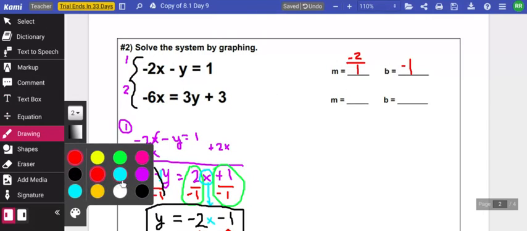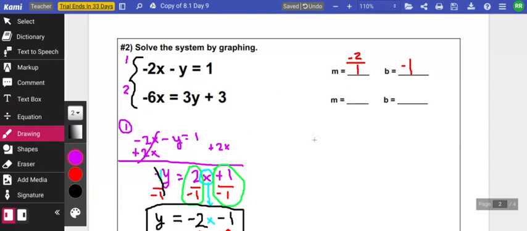Okay, now I'll do the same thing for equation 2 here. So I'll put a little 2 over here and circle it. Since equation 2 is not in slope-intercept form, I'm going to rewrite it into slope-intercept form. So I'm just copying down what this equation says.